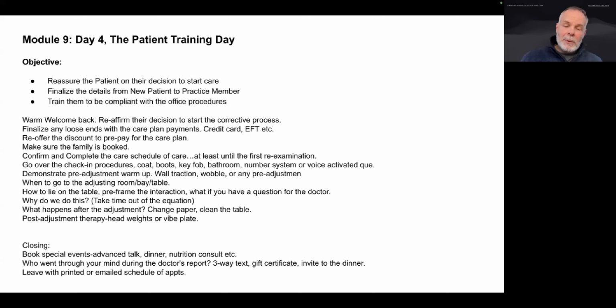And then the team would take them through and demonstrate any warm-up procedures. So if you have your patients do wall tractioning or wobbling or any type of pre-adjustment stretching, we would show them exactly how that happens, where they would do that, and how they would go to those areas. Maybe they're wearing Cerviguards or whatever the case is. We would make sure that they understood exactly how that all comes together before their adjustment. So then we would bring them to the adjusting table and show them, when their cue comes up or when their number comes up, where they would go. They would look for the open adjusting bay or the open adjusting table, and they would go to that.